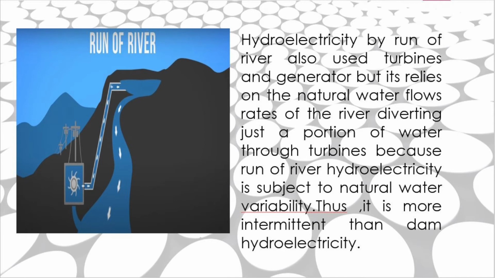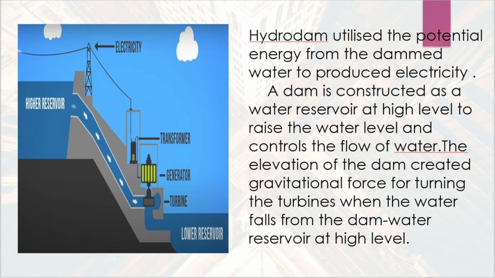Hydro dams utilize the potential energy from dammed water to produce electricity. A dam is a large barrier constructed to raise the level of water and control its flow. The elevation created by the dam creates gravitational force for turning the turbine when water is released. Some dams also contain an additional reservoir at their base where water is stored to be pumped to the higher reservoir for release when electricity is in demand.